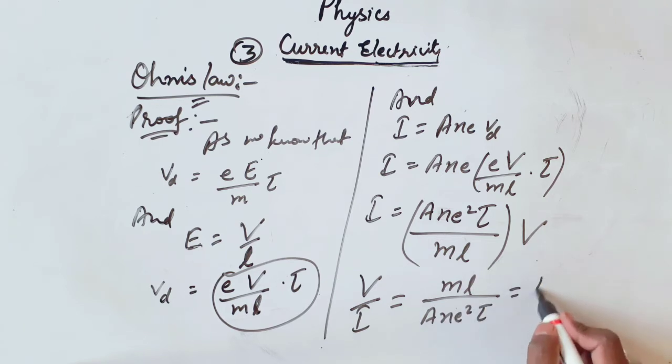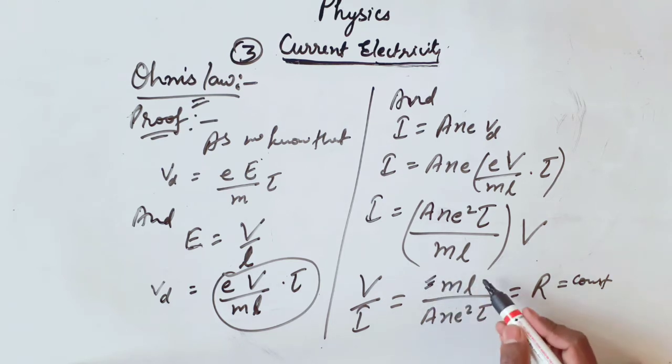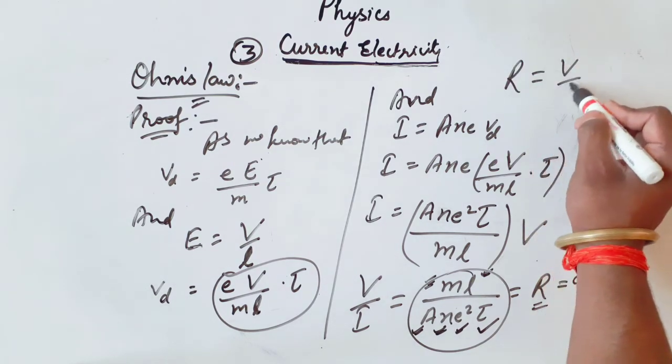And this is called the resistance of the circuit, and this is a constant term. How can you say it is a constant term? Because the mass of the electron is constant, the length of the conductor is constant, having uniform area of cross section, so A is also constant. N is the number of electrons per unit volume, it is also constant. e is the charge on an electron, so it is also constant, and tau is the average relaxation time, which is constant for all. So V upon I will be equal to a constant, which is called R, the resistance of the circuit. So we can say R is equal to V upon I.